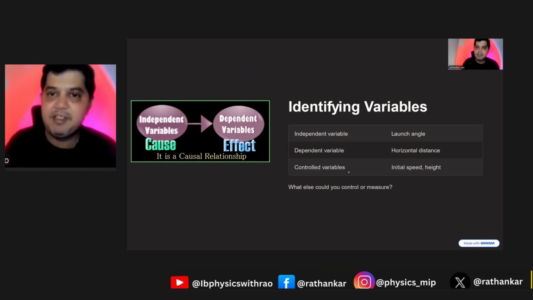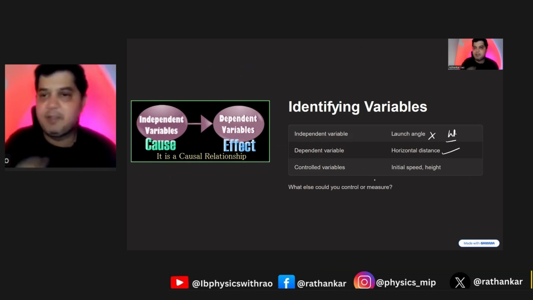What is the variable over here? The independent variable is not launch angle. This is nothing but height. Height. The dependent variable is your horizontal distance. The controlled variable is initial speed, which you're controlling by an incline, and the height.